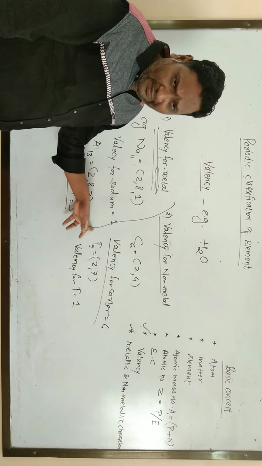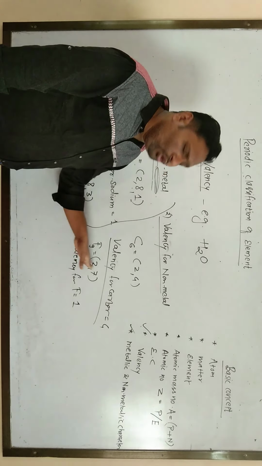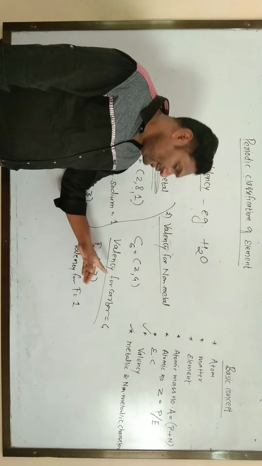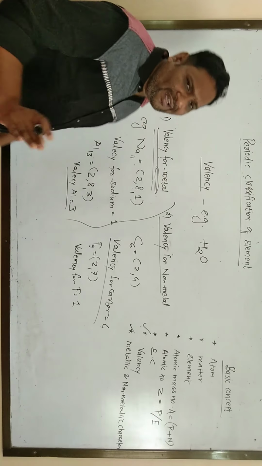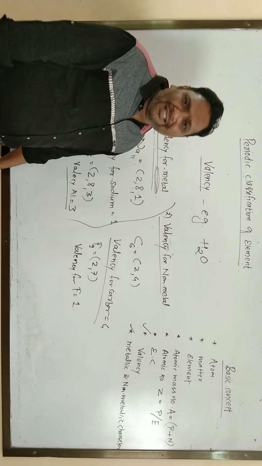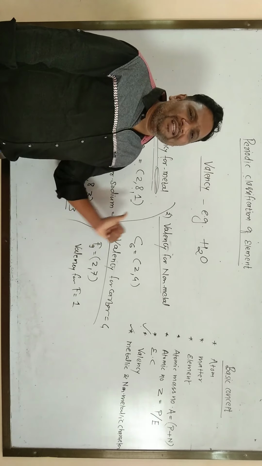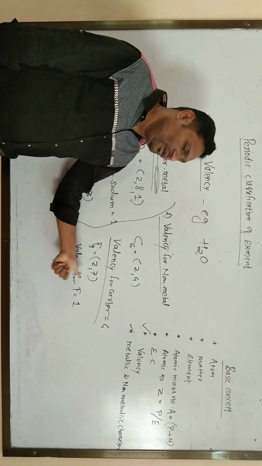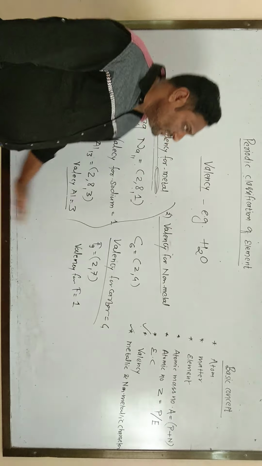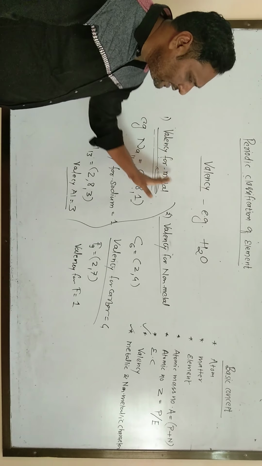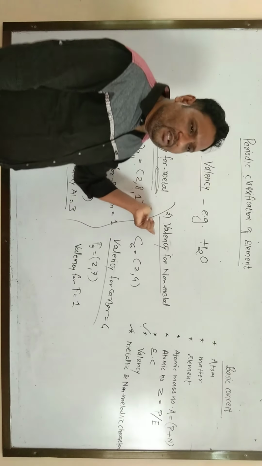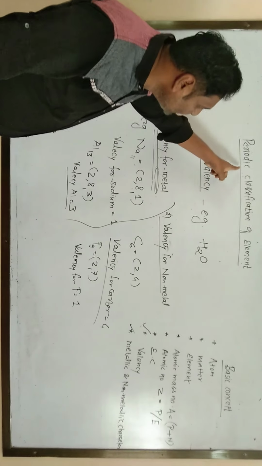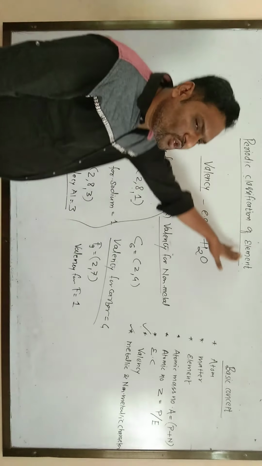Okay, so its electronic configuration is 2, 7. So 7 electrons in their last orbit. It requires only 1 electron to complete its last orbit. It means that the valency for the non-metal, that is fluorine, is 1. Okay, so this is about valency for metal and valency for non-metal. These are the two important points which are very essential during the study of periodic classification of elements.